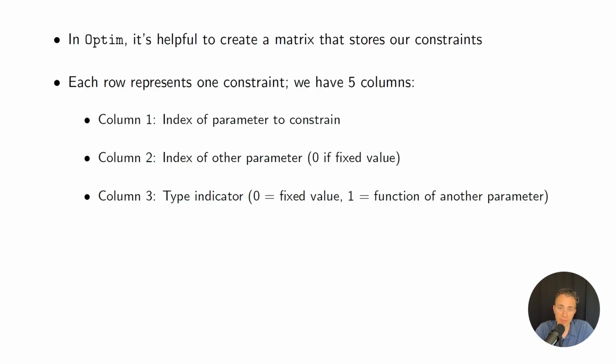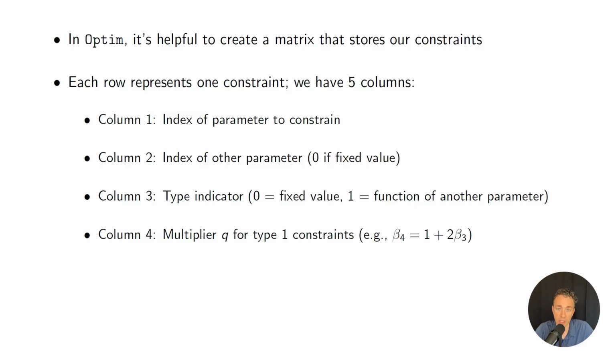And then we can specify 2 types of constraints, one that it's equal to a fixed value, and we could index that by 0, or we can index it by 1, which means it's a function of some other parameter. And then we could have a column storing information about the multiplier. So for example, if it's beta 2 equal negative beta 1, then negative 1 would be the multiplier. In the example we did in the last video with the coding demonstration, we specified beta 4 equal 1 plus 2 times beta 3. And then we can also have a constant m. So in this example, it would be positive 1 for m, and q would be equal to positive 2.